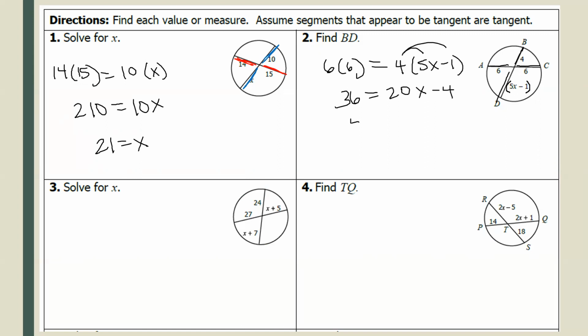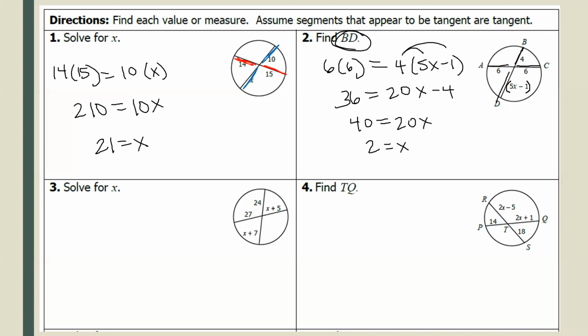I'm going to add a 4 to both sides. Divide both sides by 20. And if this was multiple choice, 2 would be an option. Please be careful though. Question says find the length of BD. So take that 2 and plug it in for BD.